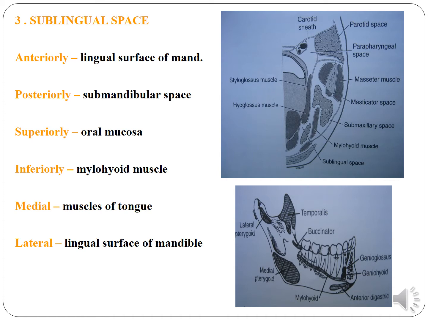The other space is the sublingual space, which has anteriorly the lingual surface of the mandible, posteriorly the submandibular space, superiorly oral mucosa, inferiorly the mylohyoid muscle, medially the muscles of the tongue, and laterally the lingual surface of the mandible. The right side represents the various spaces like sublingual, submaxillary, masticatory, parapharyngeal and parotid space.